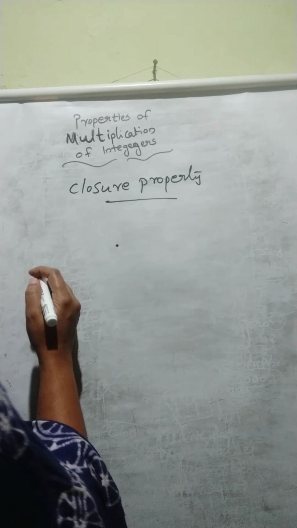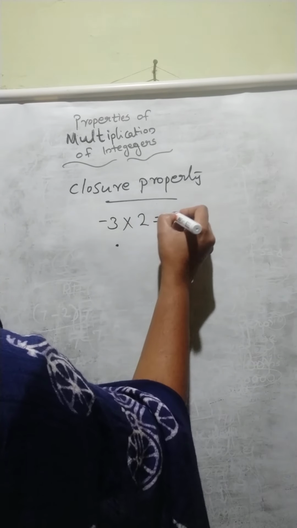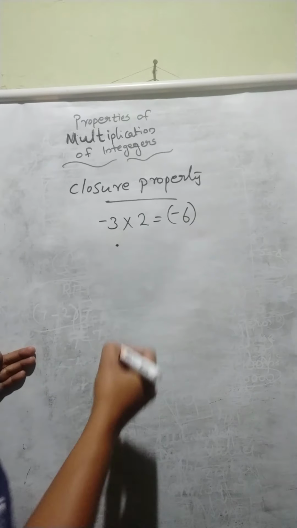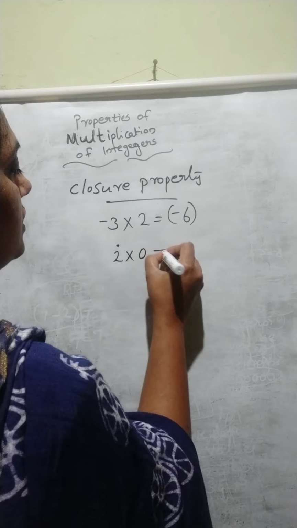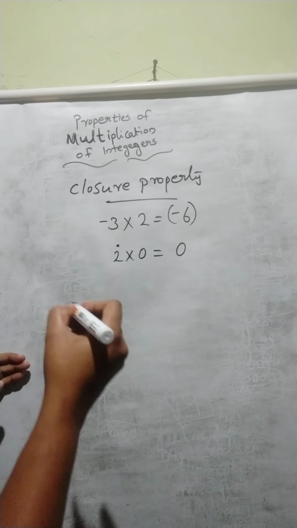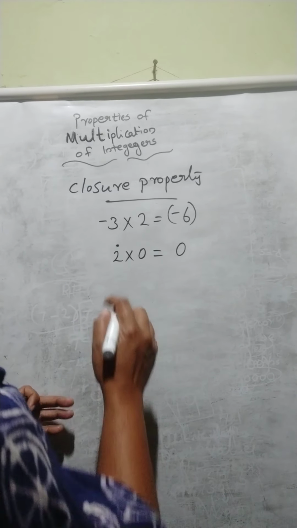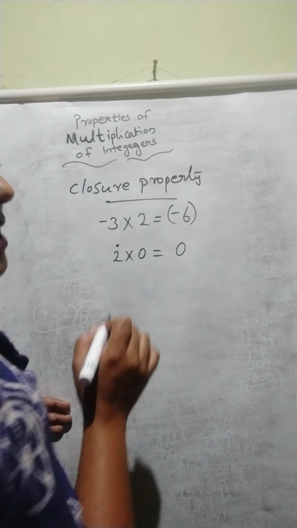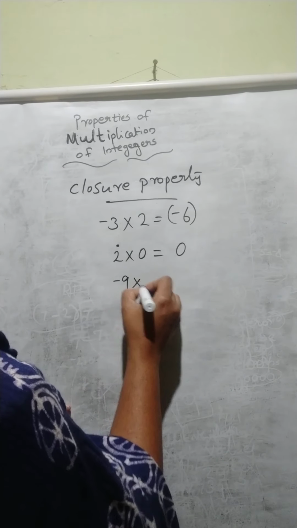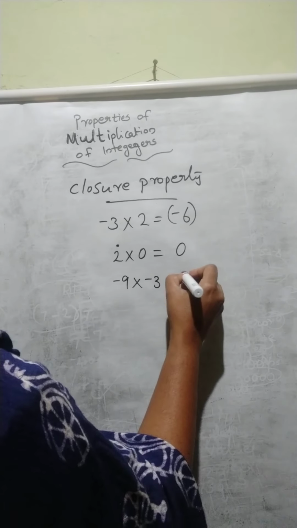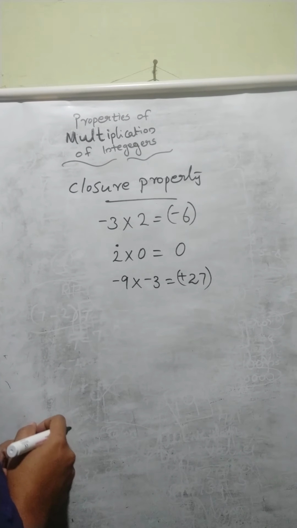Can we check? Negative 3 multiplied by 2 is equal to negative 6. We know negative 6 is an integer. Then 2 times 0 is equal to 0. When we are multiplying by 0, we will always get 0 as the answer. Then 0 is an integer. Then negative 9 multiplied by negative 3 is equal to positive 27. So positive 27 is an integer.